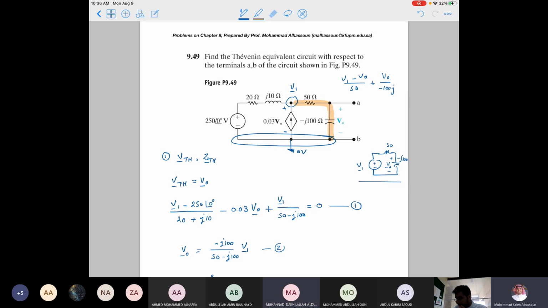Okay. Oh, I see your point here. So if this one is not shown to you, what will be the node voltage equations? You'll get V1 minus 250 divided by 20 minus the current source, and then the other one is V1 divided by 50 minus J100. Yes. Okay, that's exactly what we've been doing here. There is no current flowing here. Okay. Thank you.